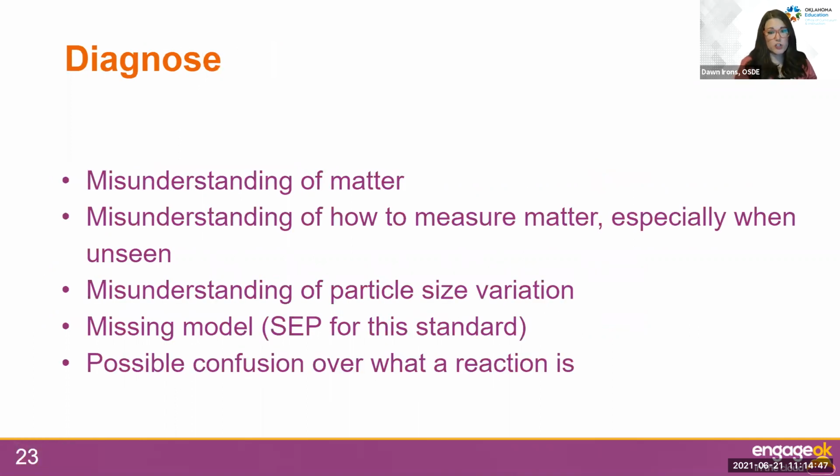So I know that this student does have some misunderstandings related to matter that I'm going to have to drill into. Especially when we're talking about matter that is unseen. Also, this student has some misunderstandings related to particle size variation. So some particles are very small, but when we're creating molecules, of course, there's a size difference there. Those things are getting larger. So that's something I definitely need to pay attention to as I'm working with this student.